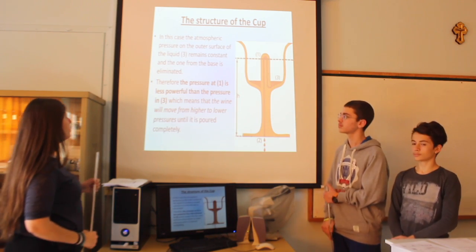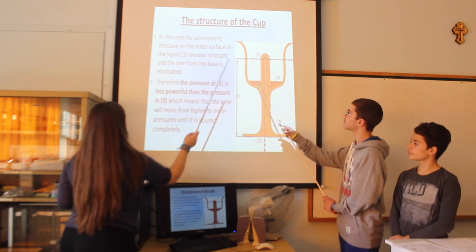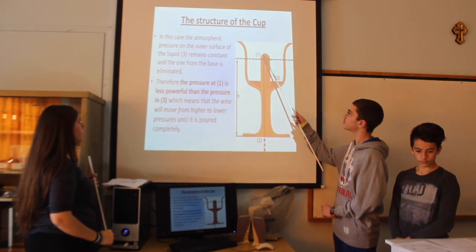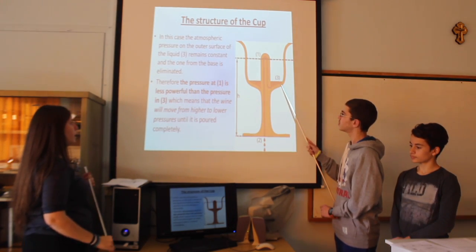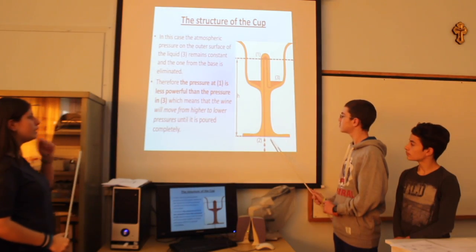In this case, the atmospheric pressure on the outer surface of the liquid remains constant, and the one from the base is eliminated. Therefore, the pressure at 1 is greater than the pressure at 3, which means that the wine will move from higher to lower pressure until the cup is emptied completely.